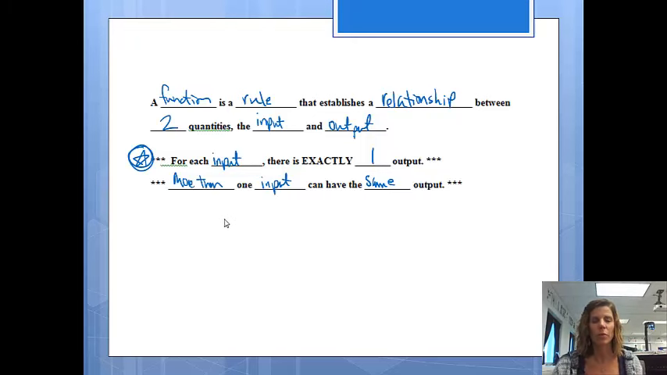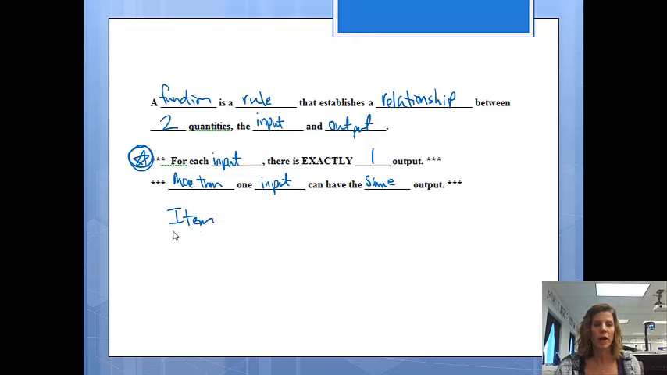Just as some examples that actually work, when you were in the cafeteria today, or if you went to any sort of restaurant, or you went to Meijer's or a store, you probably didn't realize that you were entering a function, but actually you were. Because there's a pattern between how many items you buy and the prices you're going to pay, or which items you buy and the price you have to pay. So I'm just going to do a few examples.